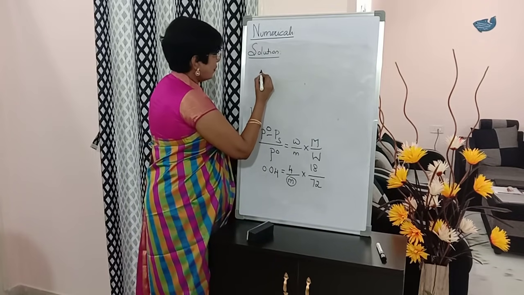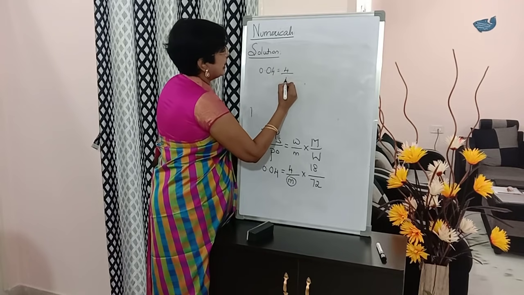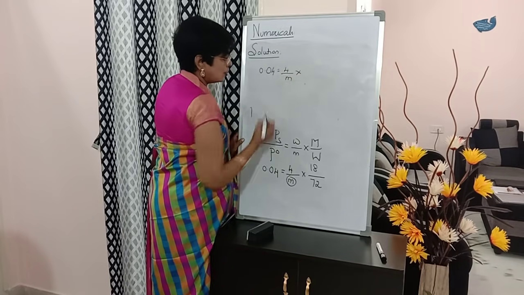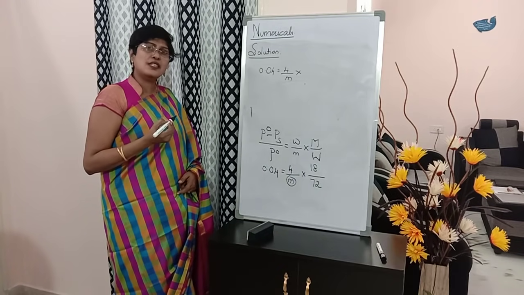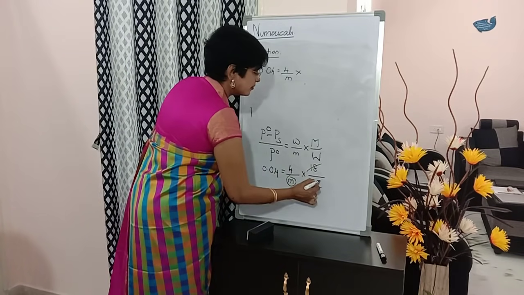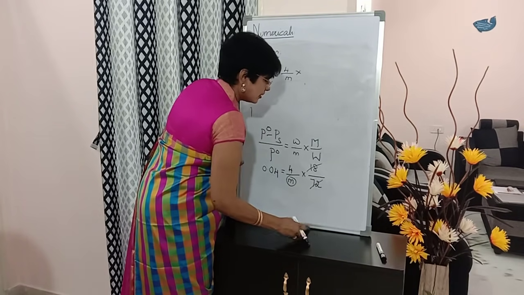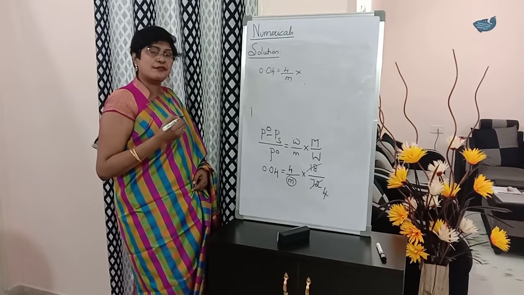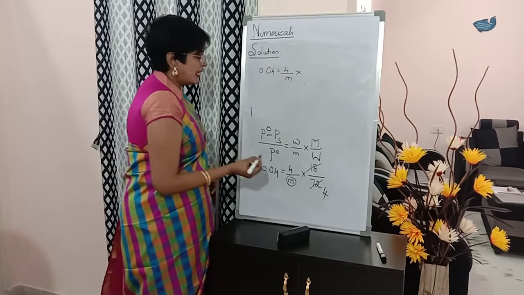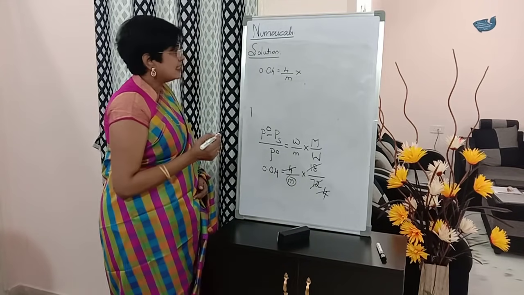Okay. So 0.04 is equal to 4 by m into 18 by 72. How much, students? 18 fours are 72. Sorry. 18 fours: 4 8 32, 4 ones are 4, 4 plus 3 is 7. So 18 fours are 72. So 4 gets cancelled.